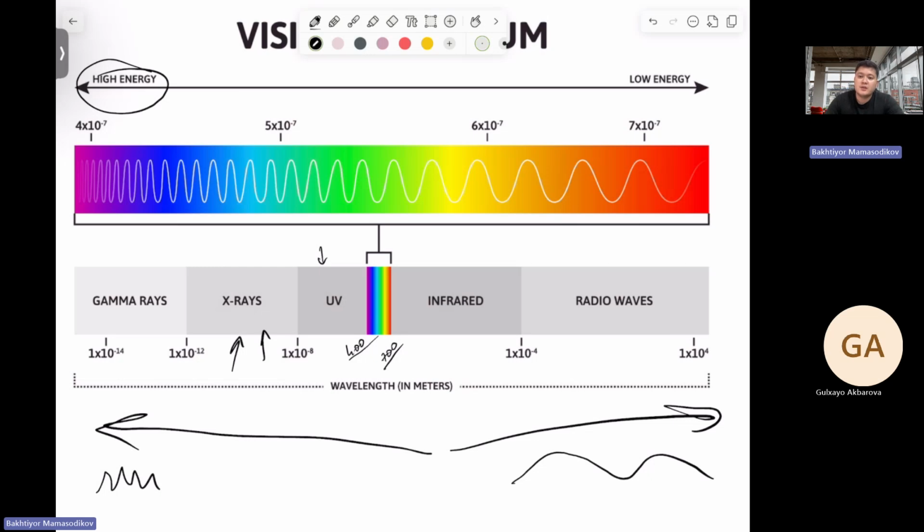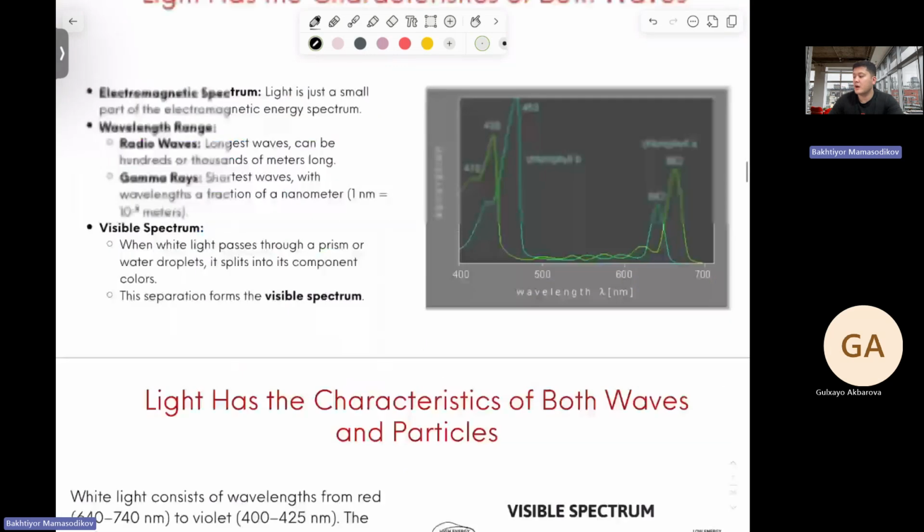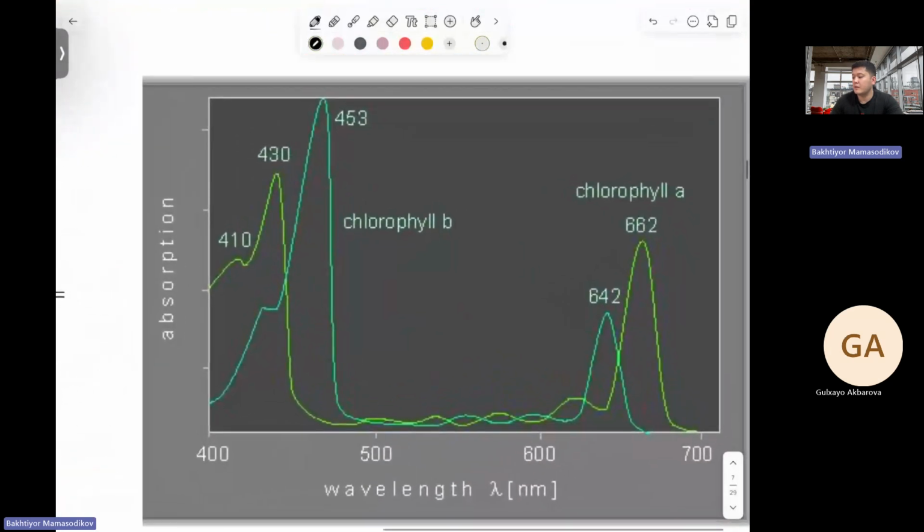The visible spectrum is between 400 and 700 nanometers. Plants use mostly blue and red light for photosynthesis. Out of this visible light, plants only use what? Blue and red light for photosynthesis. Okay, chlorophyll A and chlorophyll B absorb the best. It's shown in the graph. Chlorophyll A and chlorophyll B use it mostly.